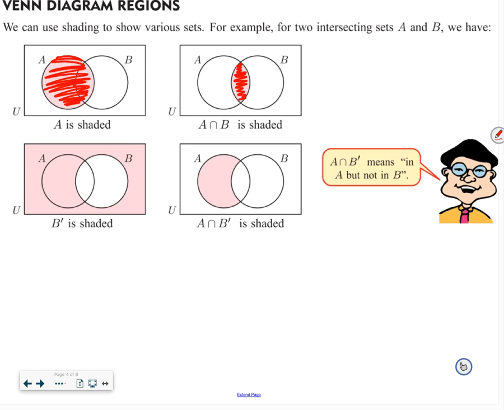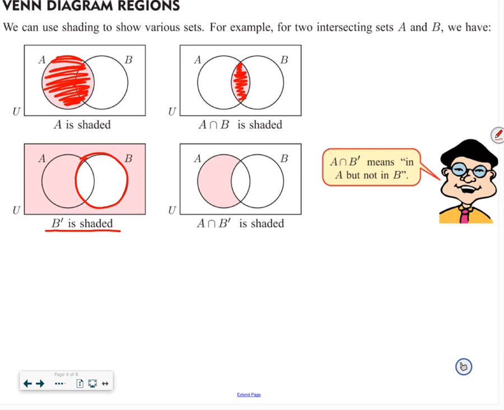Okay. So if I'm talking about shading things that are not in B, I look at my universal set as my rectangle and I shade everywhere that's outside of my B. And we get that stuff in the pink. Okay. So here A intersect B prime.